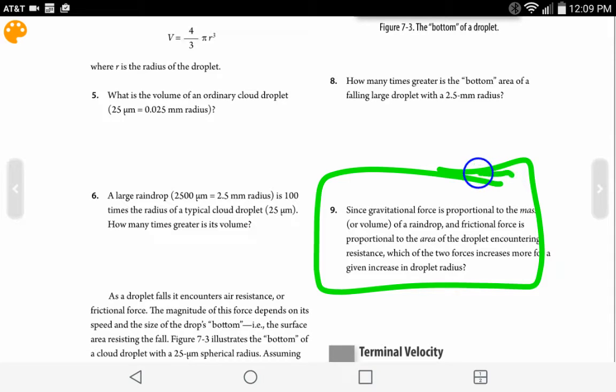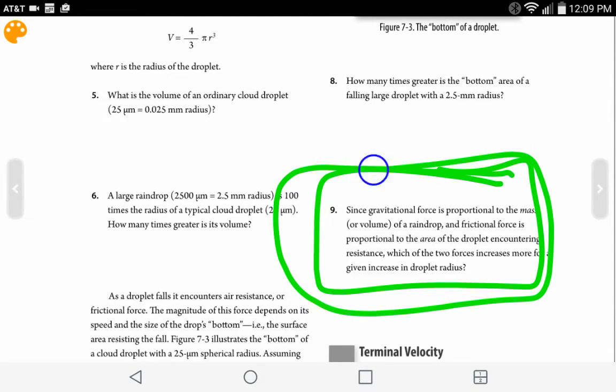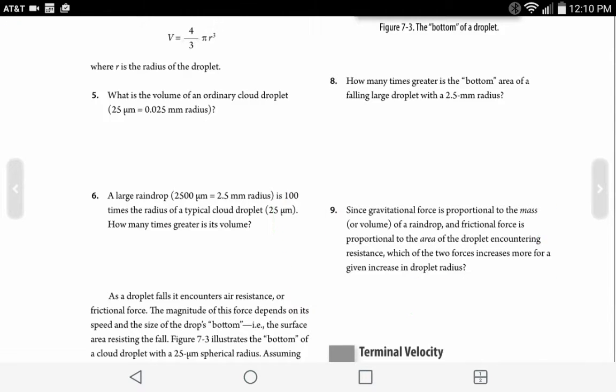The problem is not wanting them to overthink this too much and just basically say, oh, I see, the mass increases as the cube of radius, whereas the cross-sectional area increases as a square. So as the radius increases, the droplet gets heavier and falls faster. It's important not to overthink that, though, because that's not exactly how terminal velocity works. But at the level of ATS 114, that's not a terrible answer.